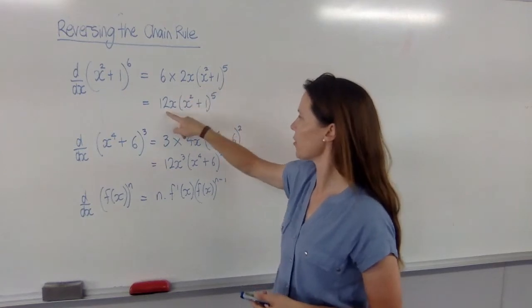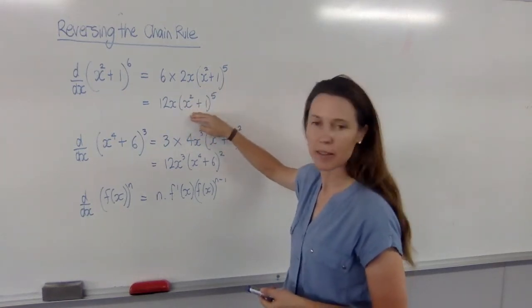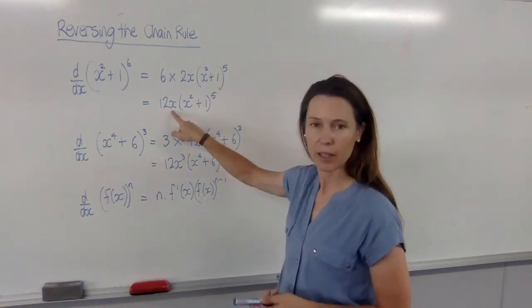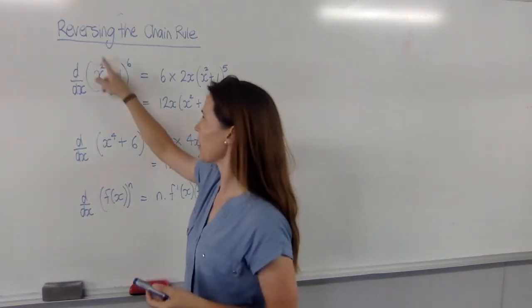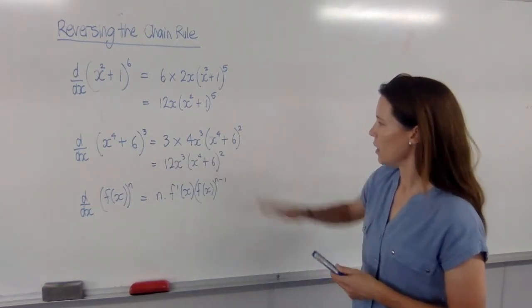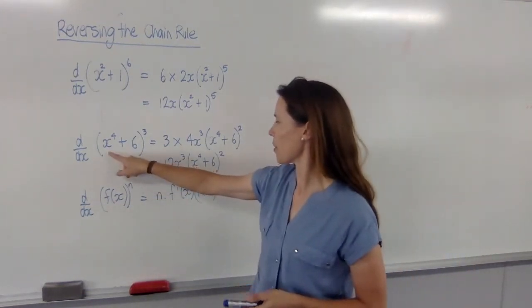So tidying up here, you can see that we get 2 parts in our answer, and both of them are functions of x. There's x's out the front. And this is only going to happen if you've got x squared or x cubed or some higher power of x inside those brackets. Another one here, we've got x to the power of 4 plus 6.